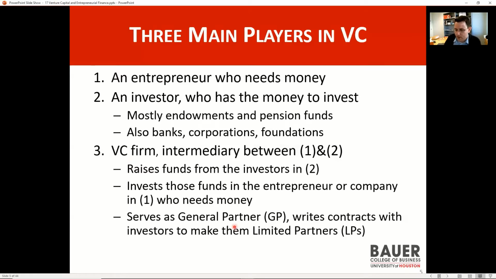There's some technical words here. The VC is called a general partner. The actual investors, the pension funds and the sovereign wealth funds, those are called limited partners. They're limited. They're not the ones kind of making the investment decisions. The VC is making the investment decision. That's why they're called the general partner.